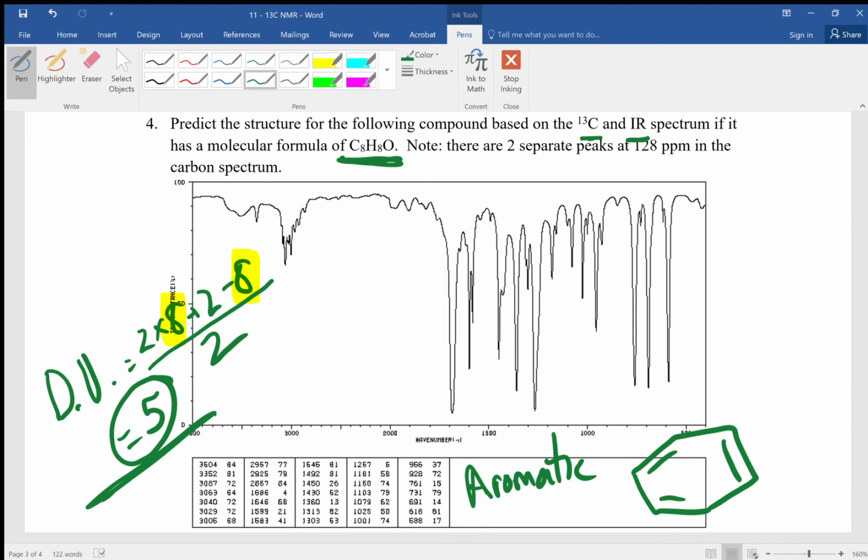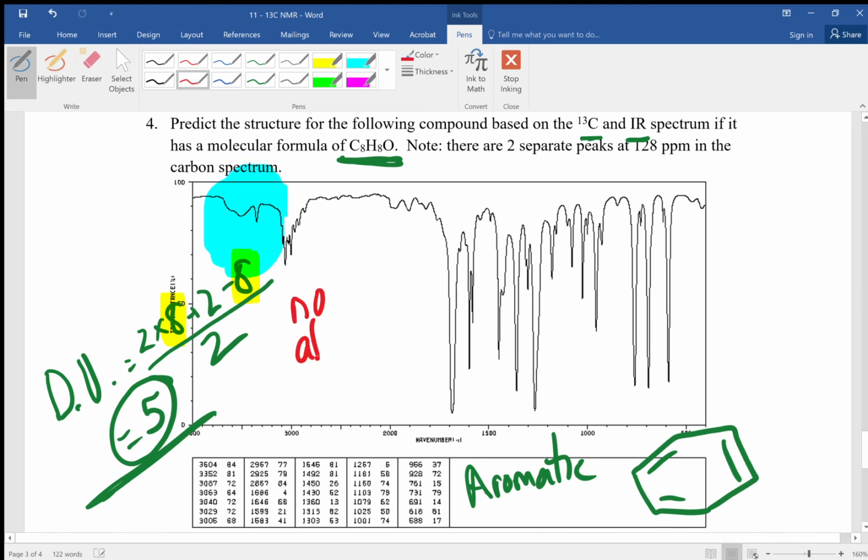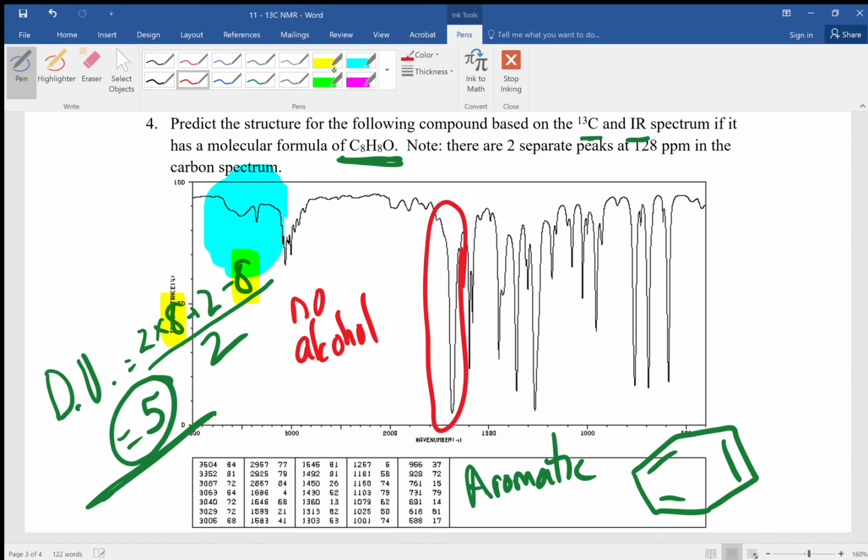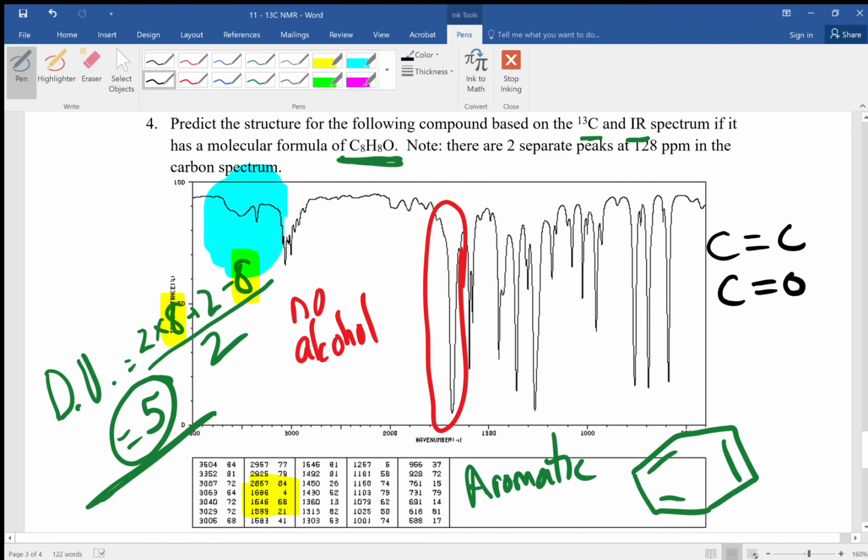All right, what do we see in the IR that stands out to us? So the first thing that would jump out to me is over here above 3,000. I can say with absolute certainty there's no alcohol in this molecule. But in addition to that, I have this peak here. That's 1686. So that tells me I have either a carbonyl or an alkene. Now, I don't know which one yet, although in my experience, I'm going to lean towards the carbonyl here.